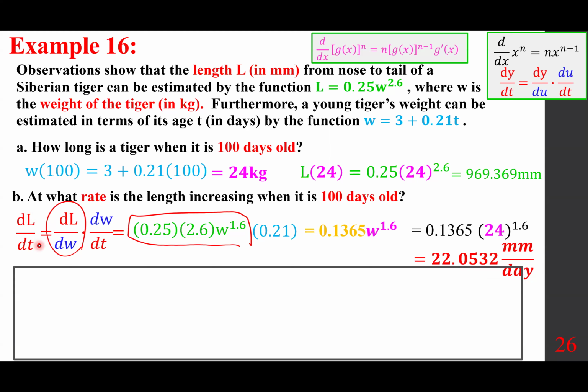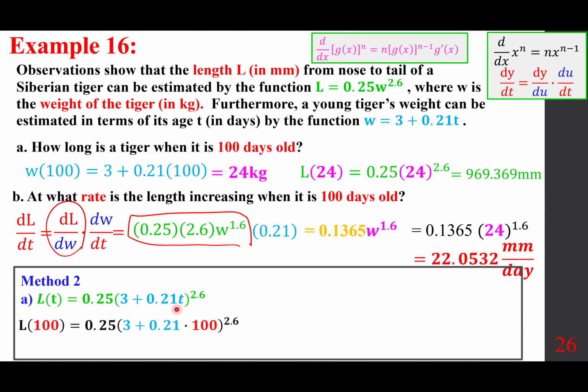Method 2 is to write L as a function of t by replacing this into W. Just replace the W, okay, so put this here. Now, of course, if I replace the t with 100, everybody, 0.25 times (3 plus 0.21 times 100) to the power of 2.6, I must get the same answer as I had here. And I do.